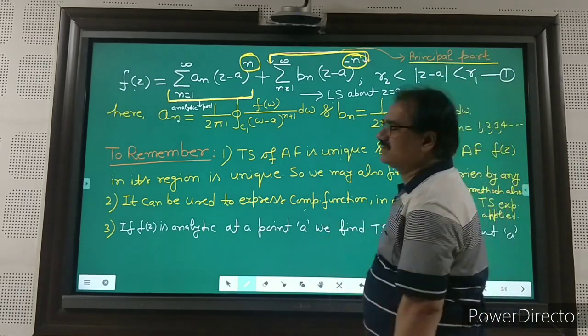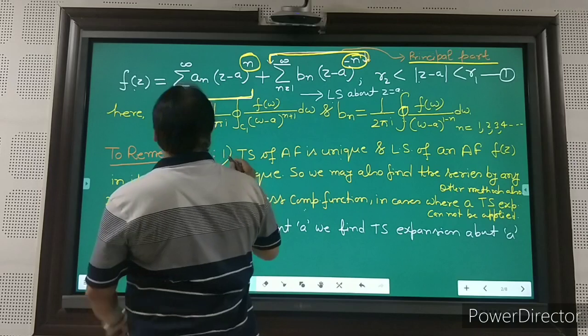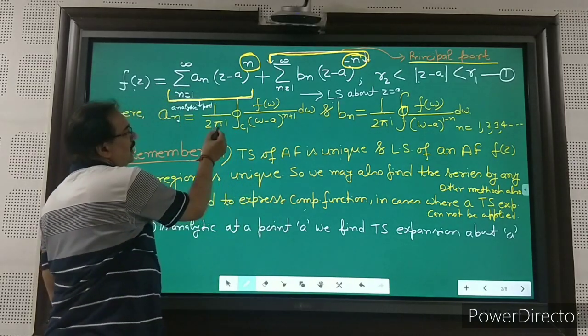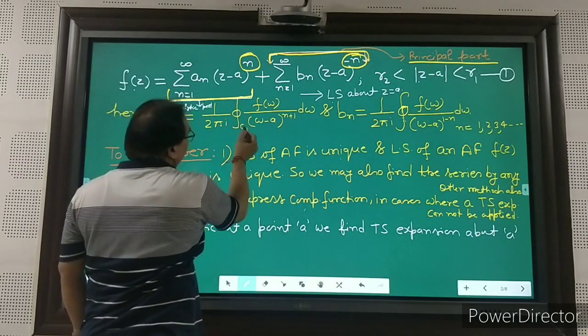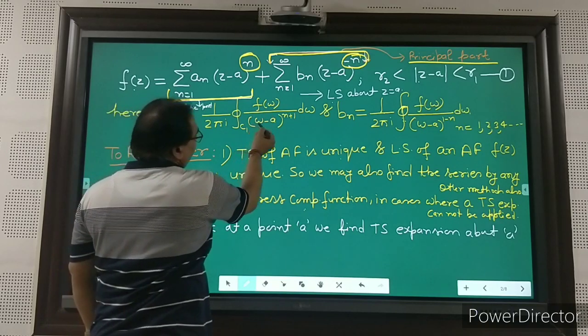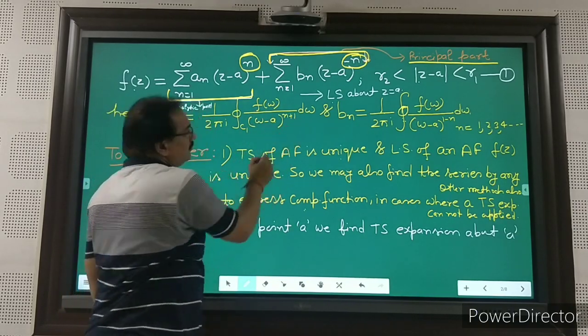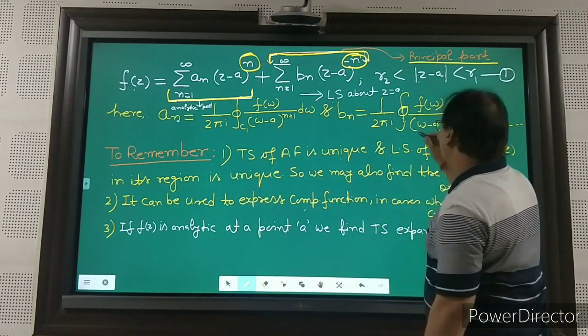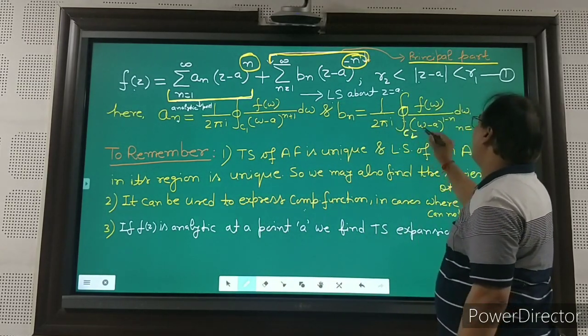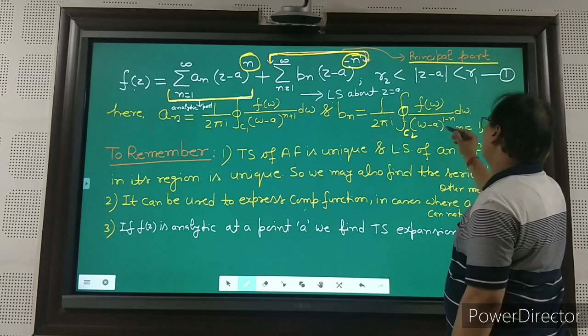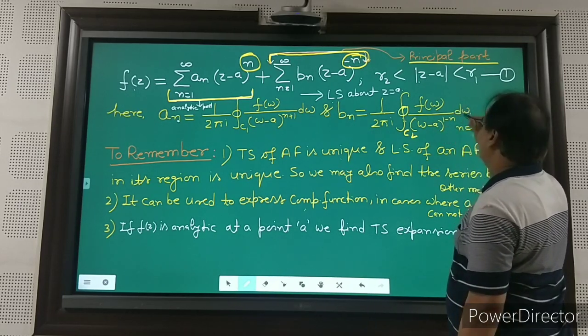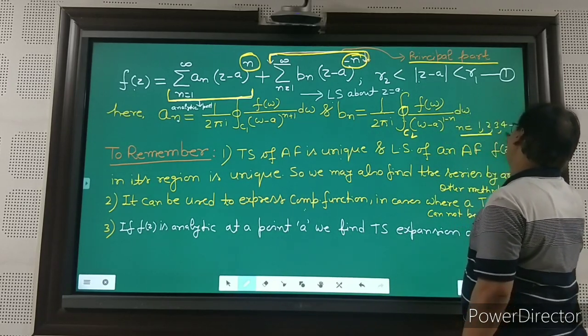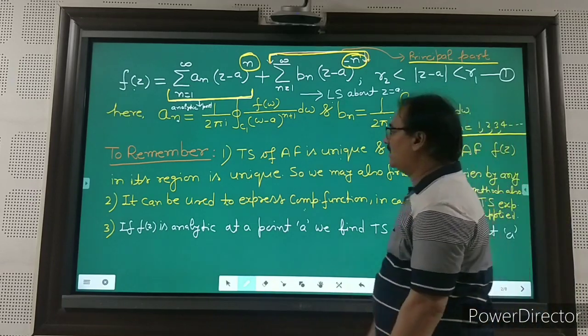Let us suppose this is equation number 1, where a_n is 1 over 2 pi i times the integral over the closed curve C1 of f(w) divided by (w minus a) to the power n plus 1 dw, and b_n is 1 over 2 pi i times the integral over the closed curve C2 of f(w) divided by (w minus a) to the power 1 minus n dw, where n varies from 1, 2, 3 and so on.